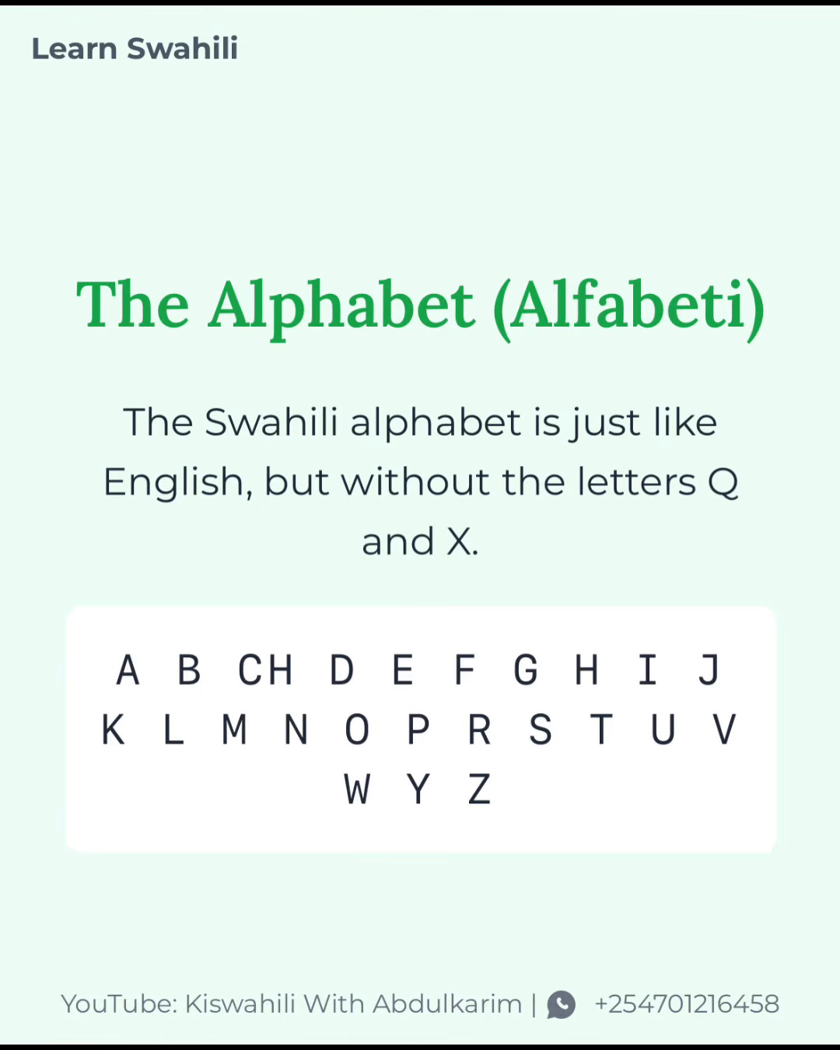As you can notice, instead of the letter C, we have CH and it's pronounced as cha. All right. These are the Swahili alphabets and their pronunciation. Let's see how each letter is pronounced, starting from A. A is pronounced as A.